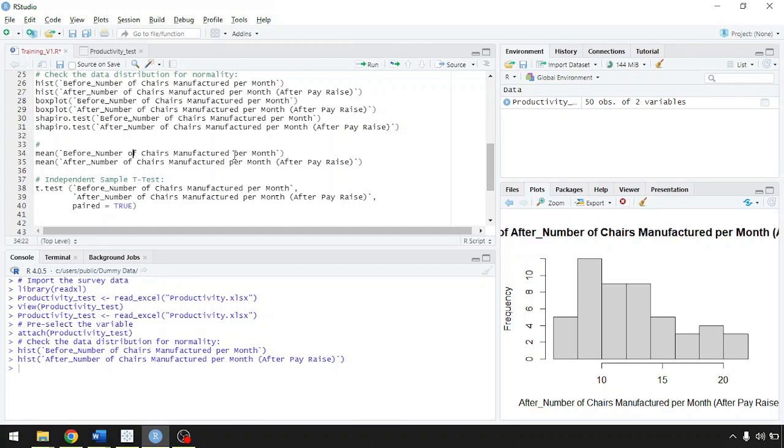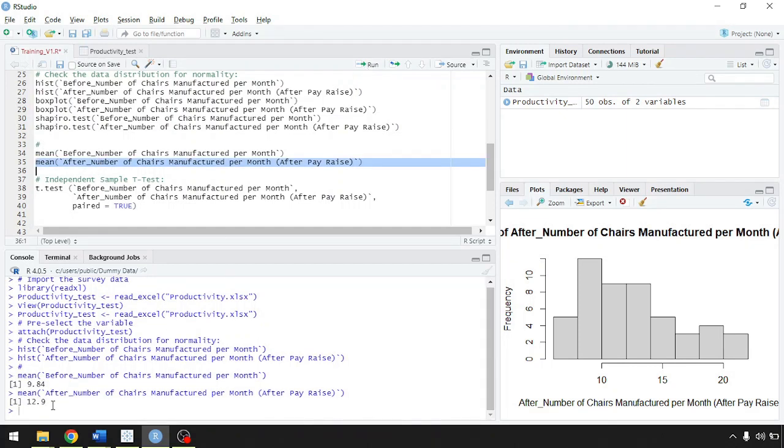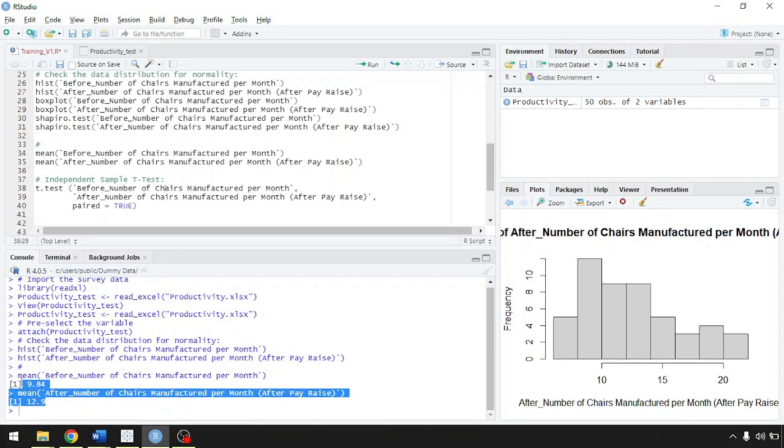Before we introduced the pay raise, before we gave all the workers a pay raise, on average they produced 9.84 chairs on a monthly basis. Once we introduced the pay raise, it went up to 12.9. That means on average, people produce almost three chairs more than when they were not given a pay raise. So we see that there's a difference in their averages, and a difference in the production of the chairs.